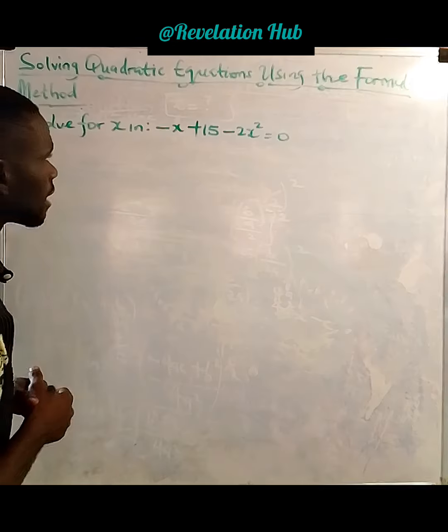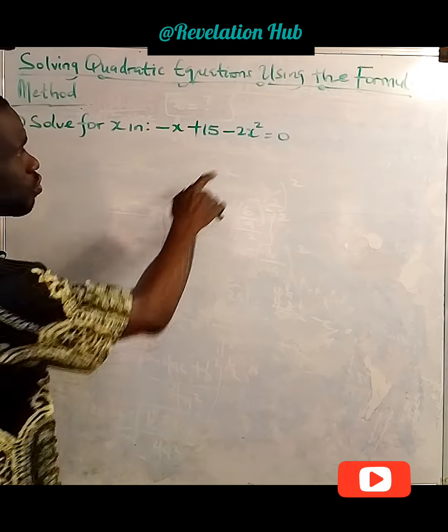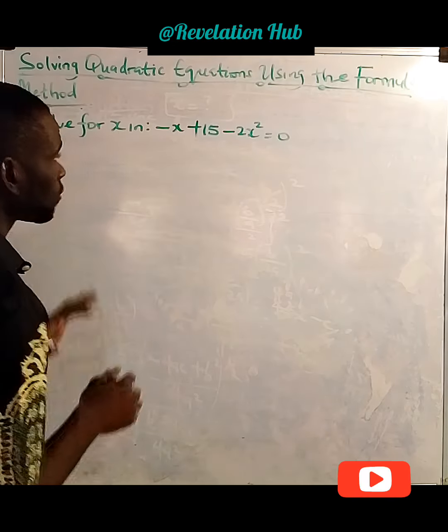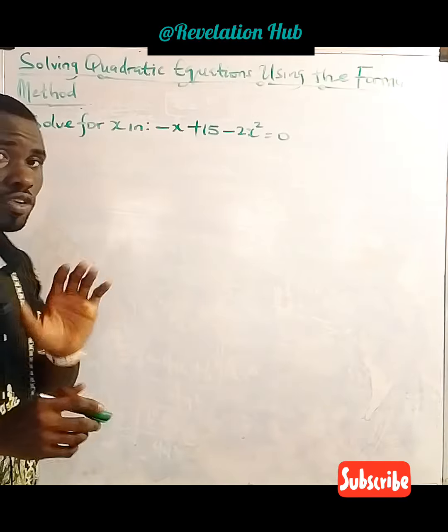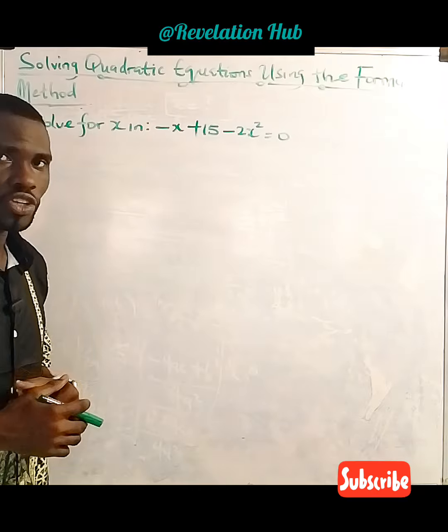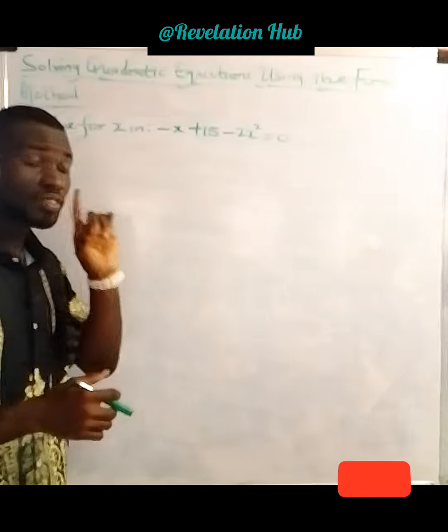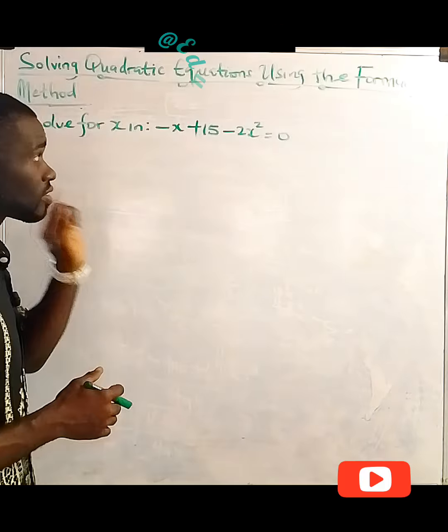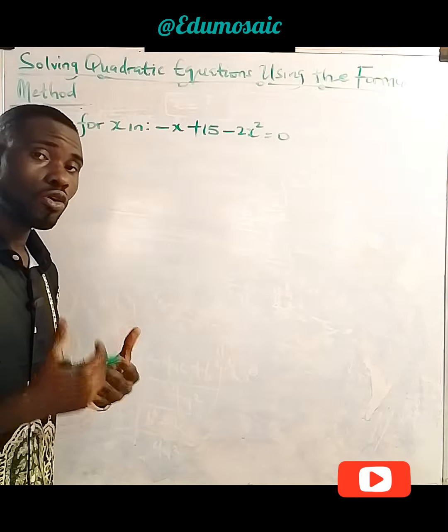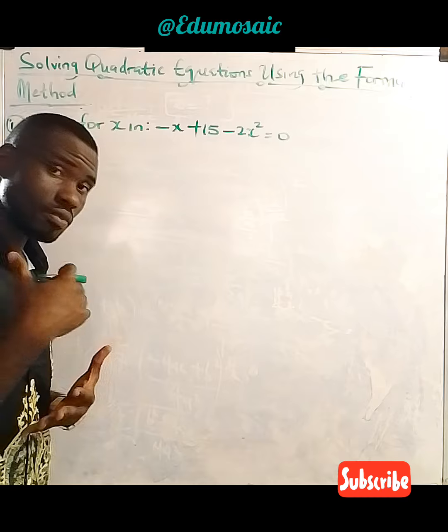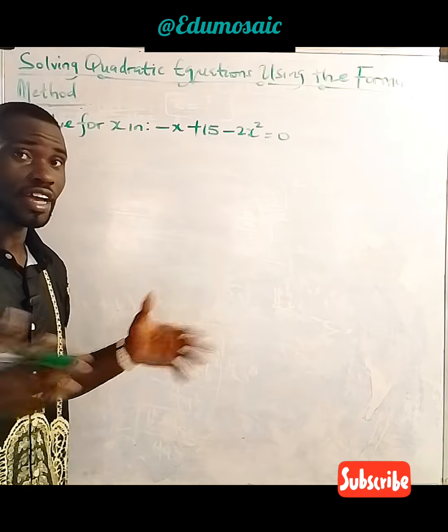Solve for x in -x + 15 - 2s² = 0. Now, the first thing we have to do whenever it comes to solving a quadratic equation or any kind of equation is to get to know what kind of equation it is. We have to ask ourselves this question: is what we're working on a quadratic equation or not, or any other kind of equation?